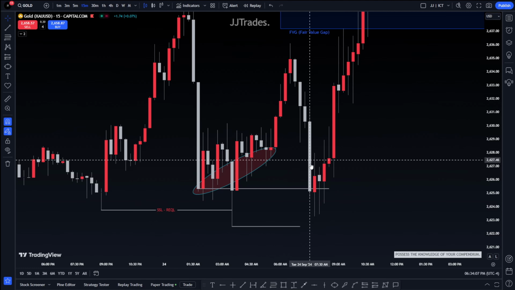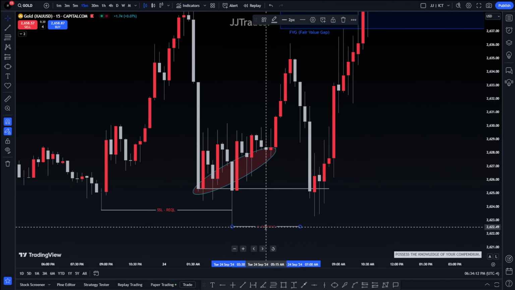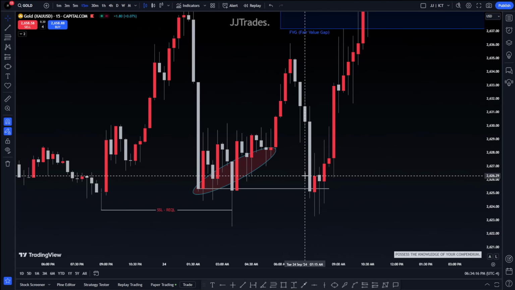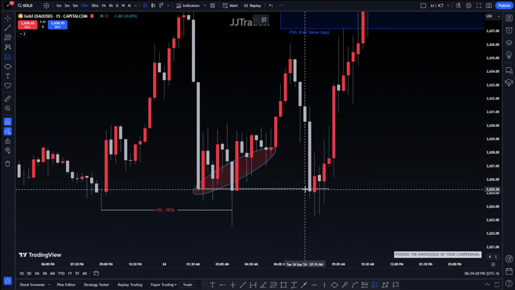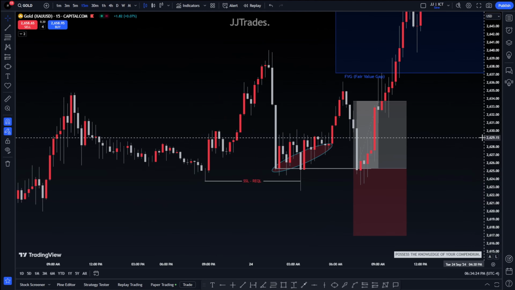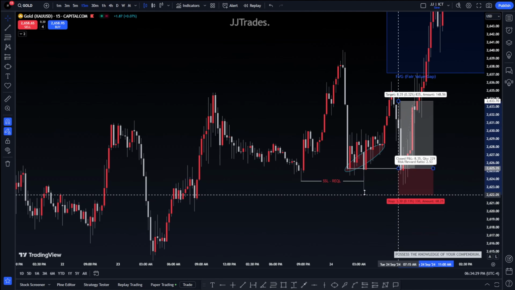Price comes into the liquidity pool, purging it at this line here. Delete this one so it won't confuse you. It comes into that line or this liquidity pool. Once it comes into it, long right there. That's your long. You can have your stop below this low.